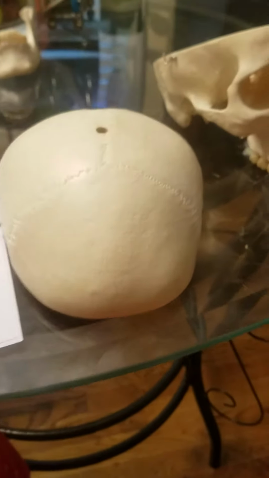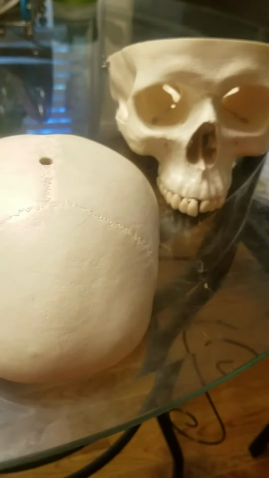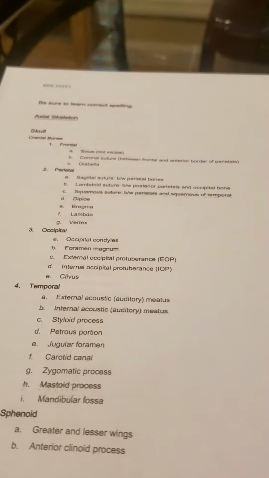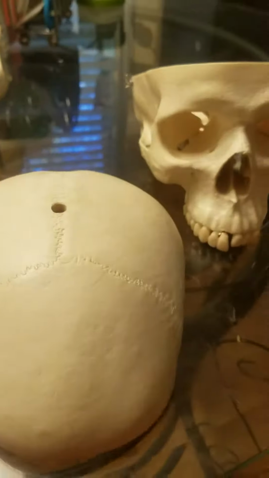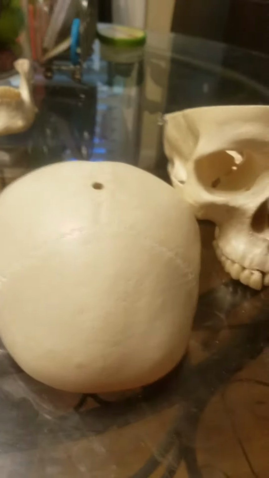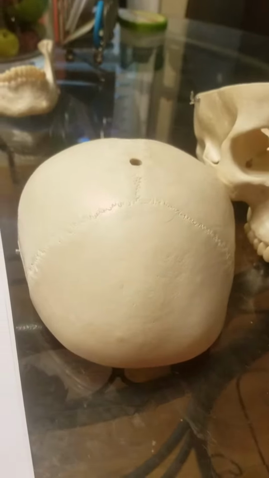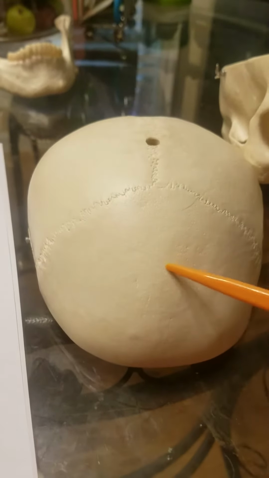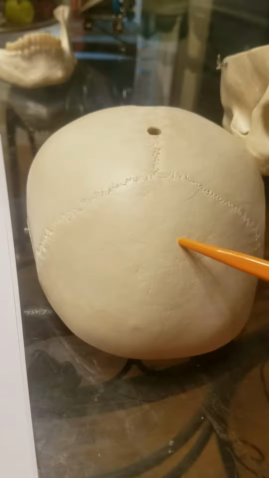Hello students, this video is going to identify the structures of the skull for you. This is the list that I provided for you in class, and I'm going to go directly down the list so that it's easier for you to follow along with me. So the first item on our list is the frontal bone. This is the frontal bone here.